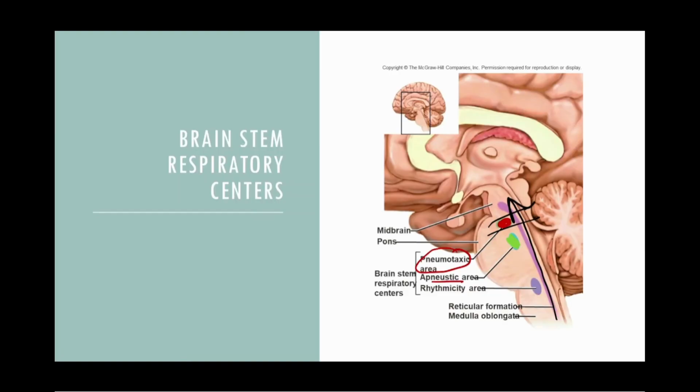Okay, the rhythmicity center is just about whether you can breathe regularly. Is it in? Is it out? It's a nice regular breathing. So that's where these respiratory centers play.